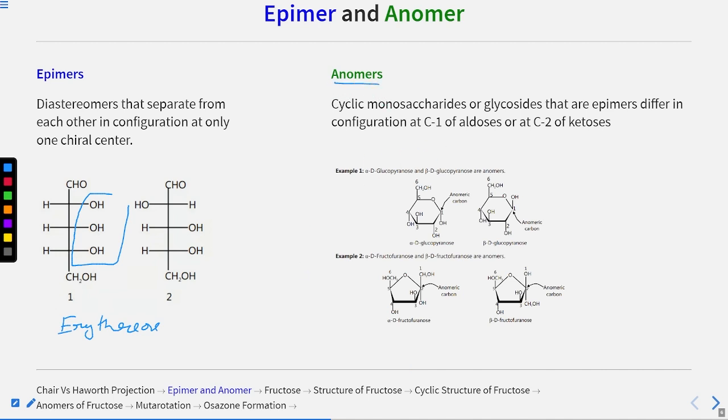Next one is anomer. So you can think of anomer as just a subdivision of epimer. Anomer is nothing but the change of configuration, meaning the epimer with respect to C1. So you can see here at one position, for C1, we have changed the position.